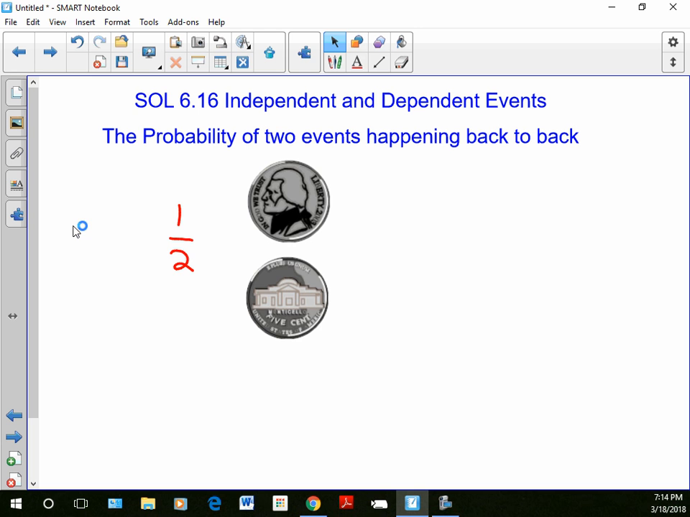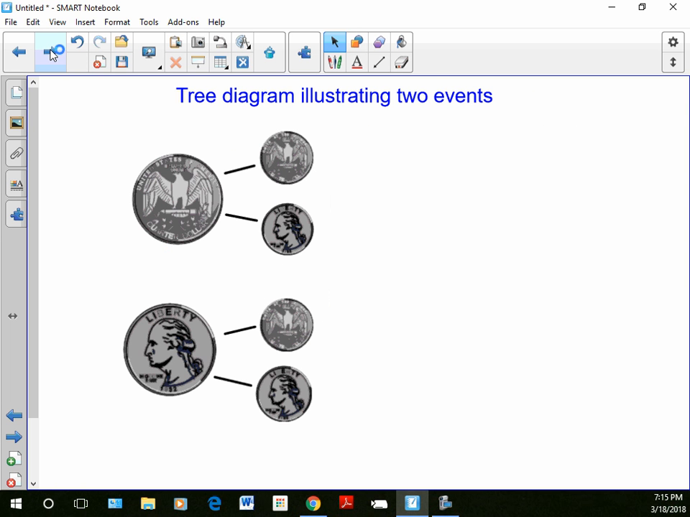Well, the way to calculate 2 events, you've been used to just doing one event, like we did earlier, a 1 out of 2 chance to land on heads, and we flip the coin once. What if we flip it twice? This tree diagram shows you what could happen. The possible things that could happen.